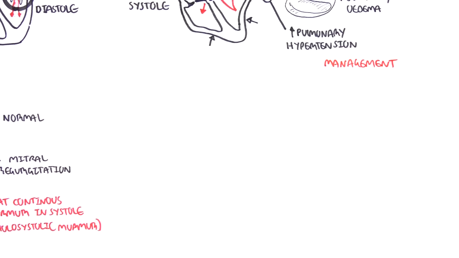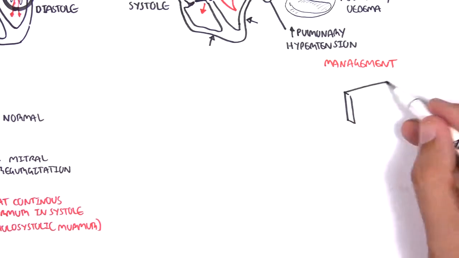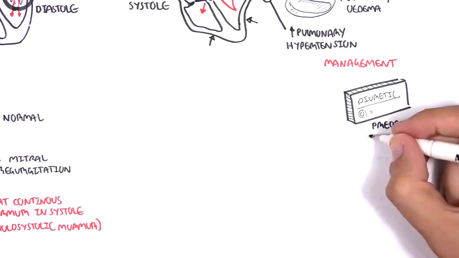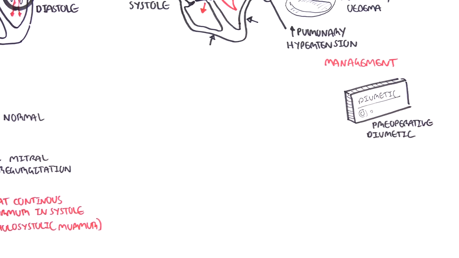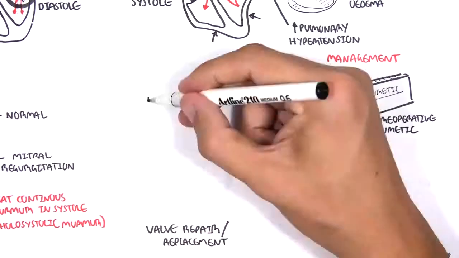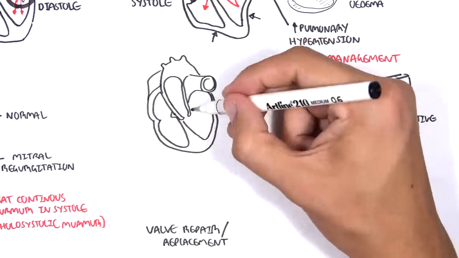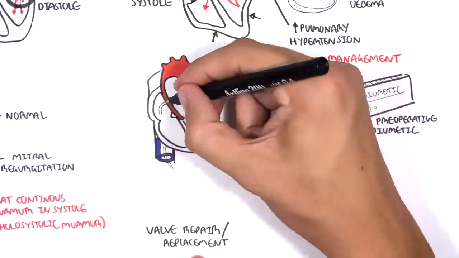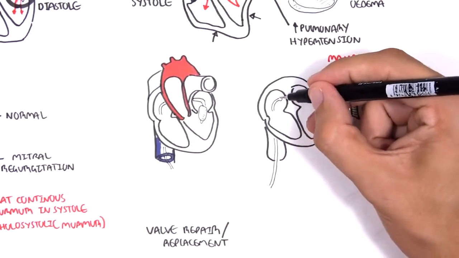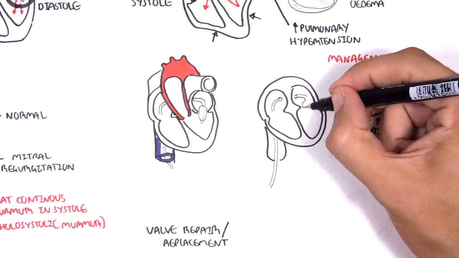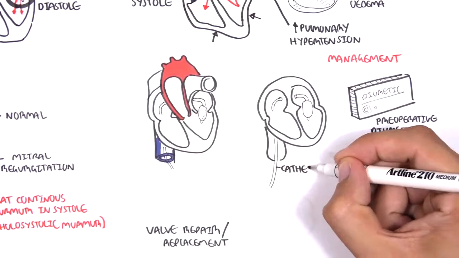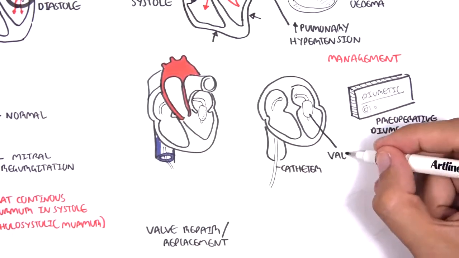The management of mitral regurgitation includes diuretics preoperatively to reduce peripheral edema and lung edema prior to surgery. Surgery includes valve repair or replacement. Surgeons can perform valvuloplasty, where a catheter is introduced from the femoral vein up and through the foramen between the atria, where the balloon will help dilate the mitral valve.